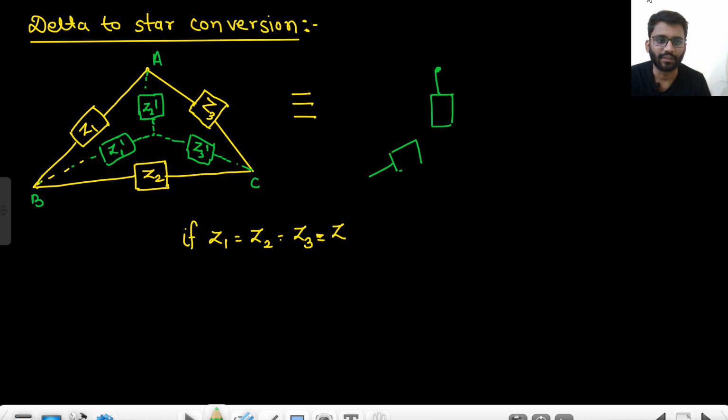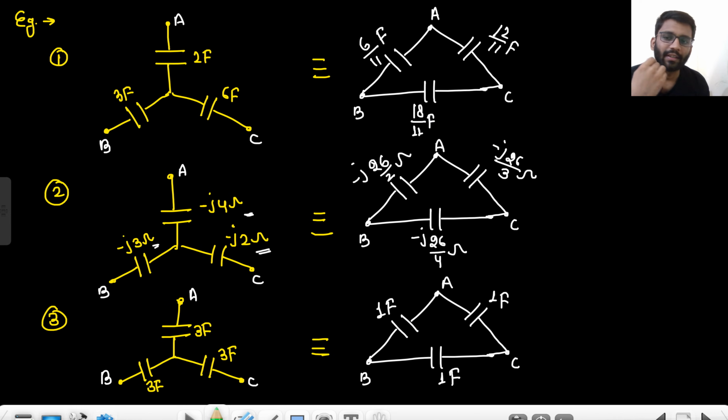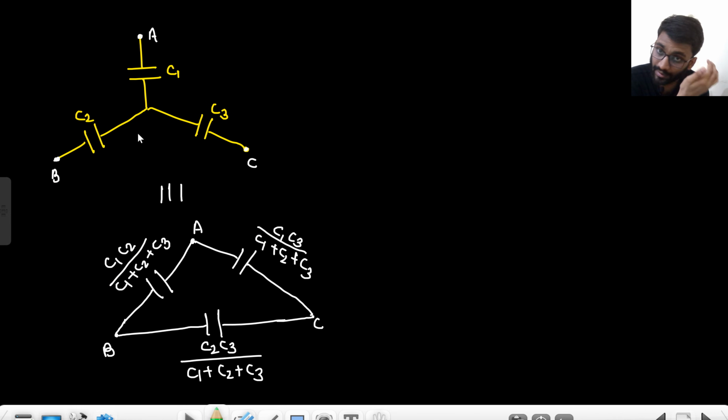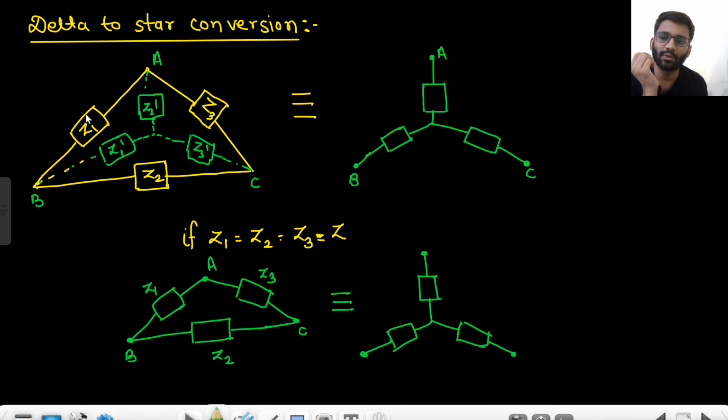I think I should pause it. Yeah. So what do you think? What will be the value of Z2 dash? What we did in the case of capacitor here, when we were writing, let's assume this value, multiplication of these two divided by addition of all. This is what we will be doing. Around Z2 dash, what are the two impedances? Z1 and Z3. So multiplication of these two divided by addition of all.